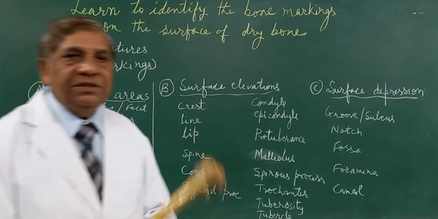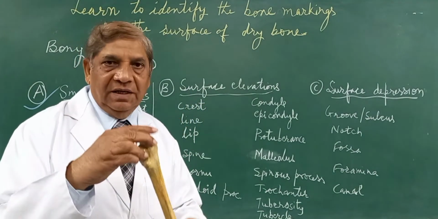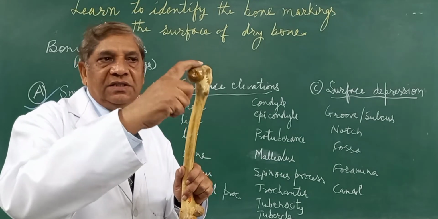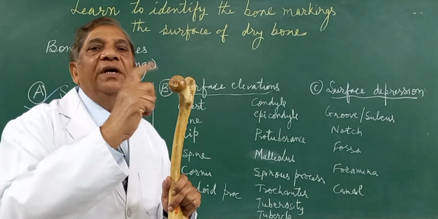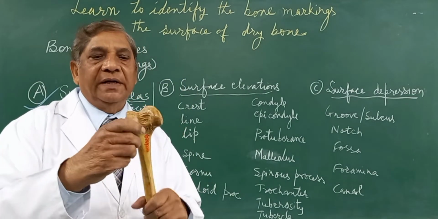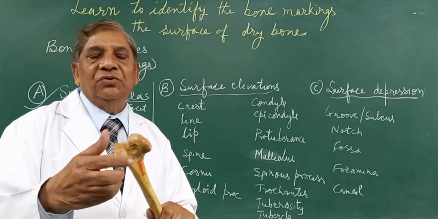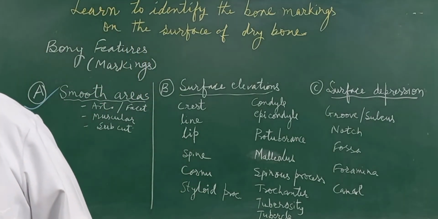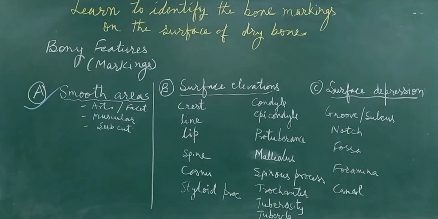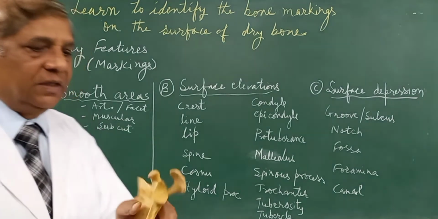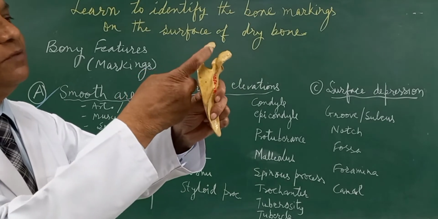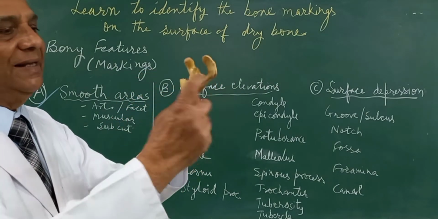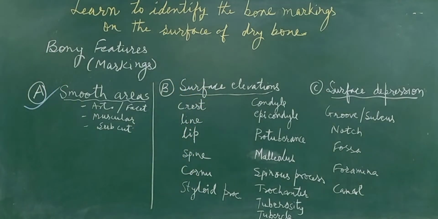For example, this is a dry bone which shows various kinds of markings on the surface. But if you see the smooth area, this is a smooth area covering the head. Then on the lower end of this femur bone, there is a large area here also, covered by a smooth surface. There may be smooth surfaces on other areas also. For example, this is the scapula, and a small smooth area is seen here, and another smooth area here. Let me search for the bones where you can see other smooth areas.